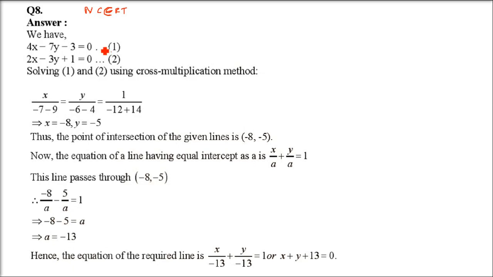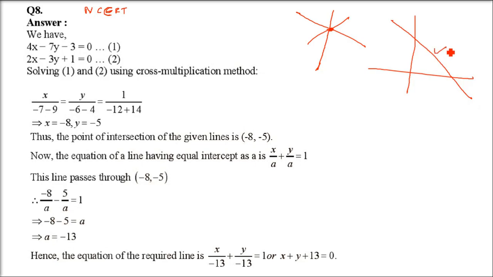Here one more thing is being added, that is that the line has equal intercepts on the axes. So find the equation of the line passing through the point of intersection of these two lines. So there is a line passing through this point, and this line is such that it has equal intercepts on the axes. Let me show you in another way. There are two lines which are intersecting at a point. Through that point this line is coming, and that line is also making equal intercepts on the x and y axes.